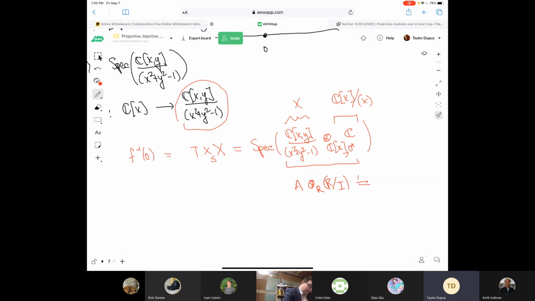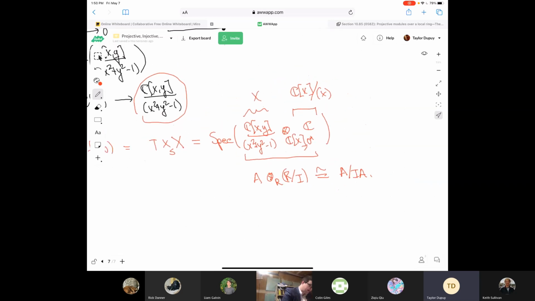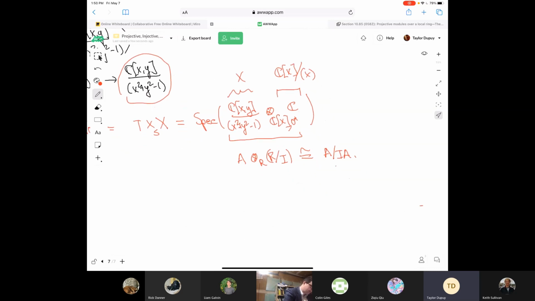Okay, and then by our theorem, this was A mod IA. So if we were going to mod out, we'd get this. So this, what is this thing? We're just modding out. What this is telling us is that we mod out by X as well. Okay, so here we're writing X as Spec A.